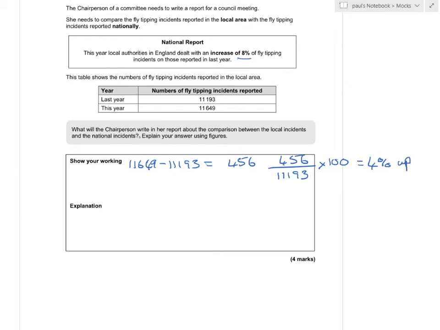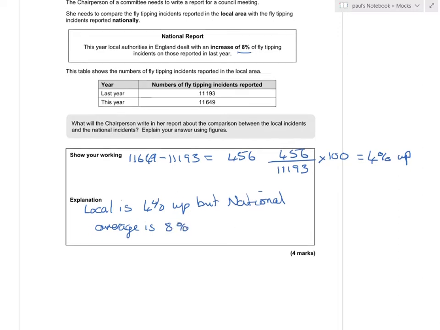So, will the chairperson write a report about the comparison? So they will write local is 4% up, but national average is 8% up. So they're doing better than the national average.